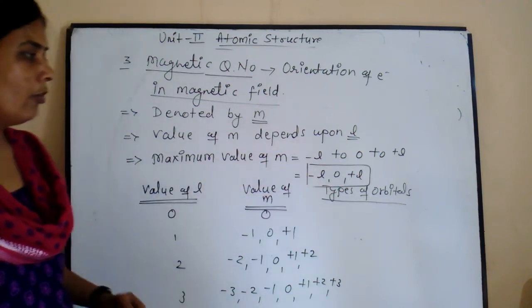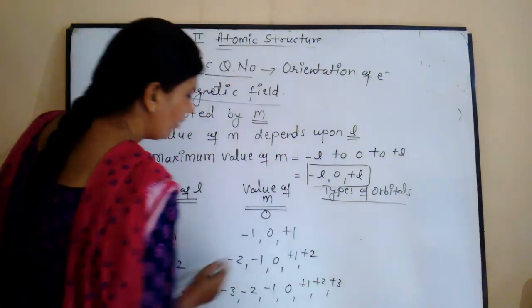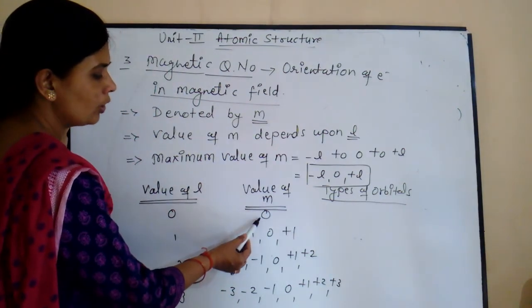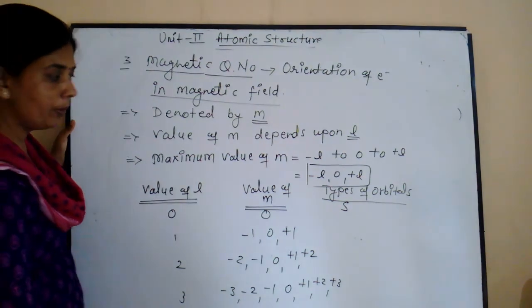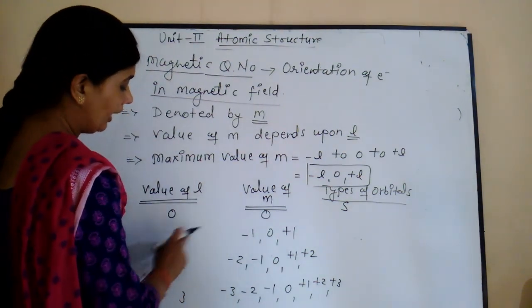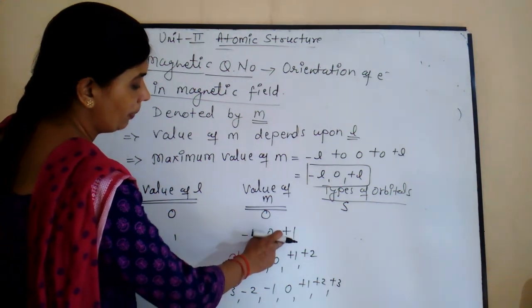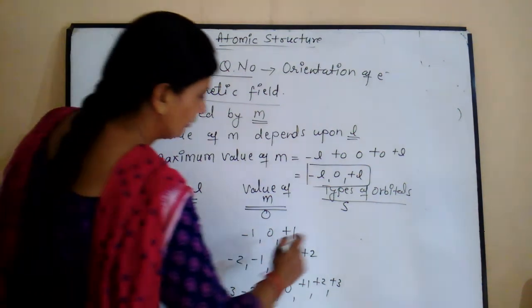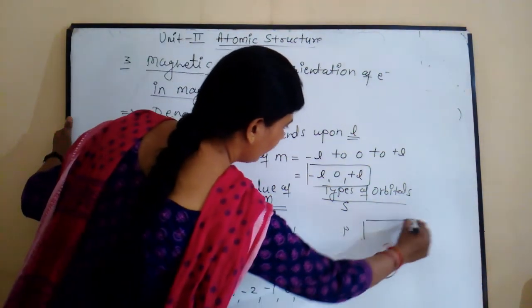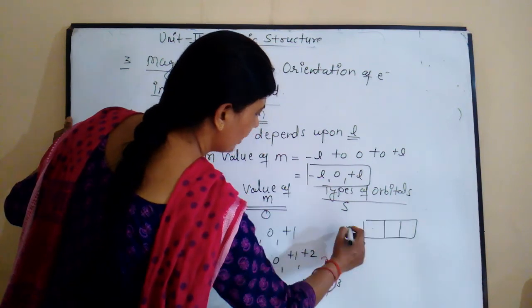Now here are the types of orbitals. We know that the s orbital has a single type. Why? Because for the s orbital the m value is only 0, that is 1. So which orbital? The s orbital. If l is equal to 1, the m values are 3: minus 1, 0 and plus 1. If the value of l is 1, our orbital is p. And we know that the p orbital has 3 types: px, py, pz.